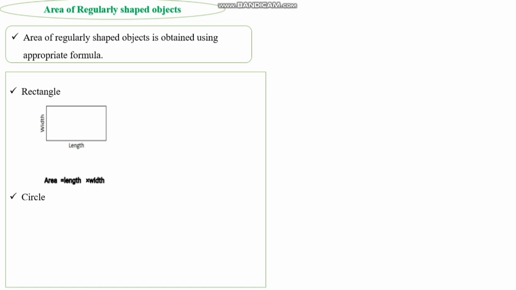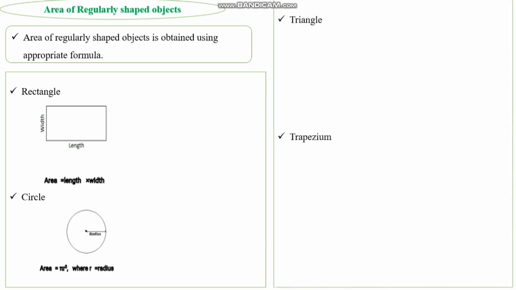The next shape is the circle. I hope everyone is aware of the circle. The circle is a simple regular object, with a radius and a diameter. Calculating the area is simply pi r square, where r is the radius of the circle. I'm not going to explain that one so much because everyone is aware of calculating the area of the circle.